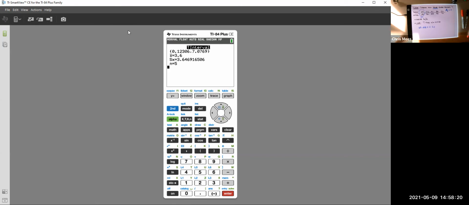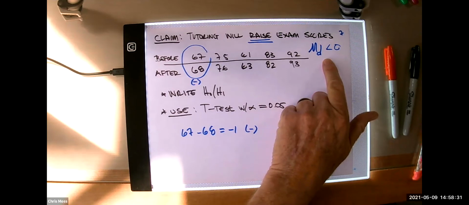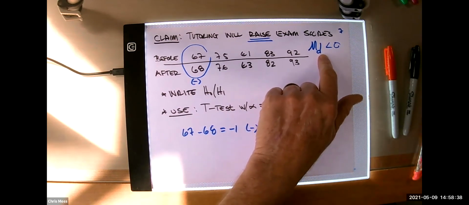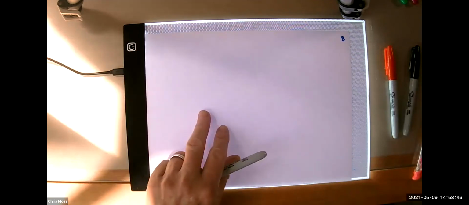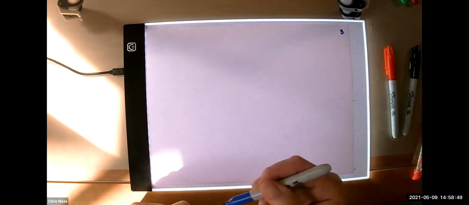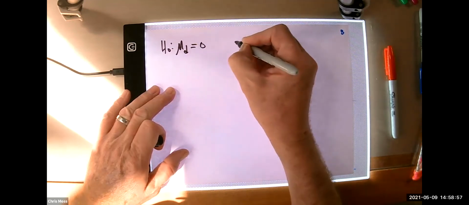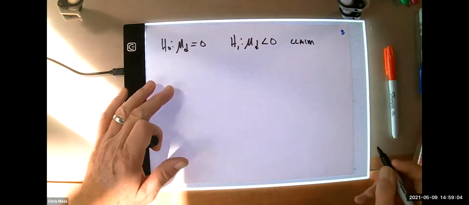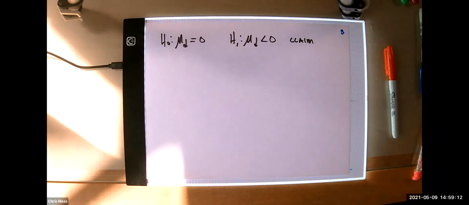Let me go ahead and stop my share and show you what I've done. So as I say, tutoring will raise exam scores. We have before and after. Mu sub d again is less than 0. You've really got to investigate what's happening so you can get the correct alternative hypothesis. So once I've got that, I can go ahead and write down my test. In this case, we have H0: mu sub d equals 0. H1: mu sub d is less than 0. And again, that is our claim. Let me share my calculator screen and we'll go through those keystrokes. You'll have one more example for your perusal.